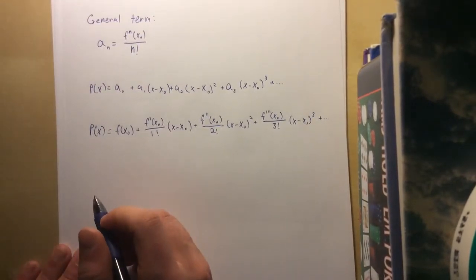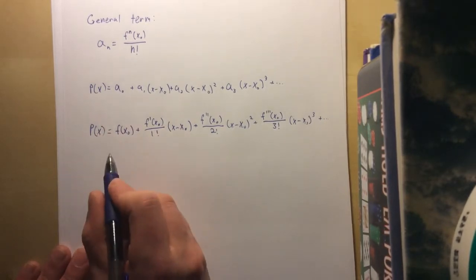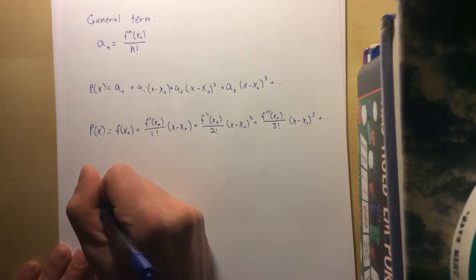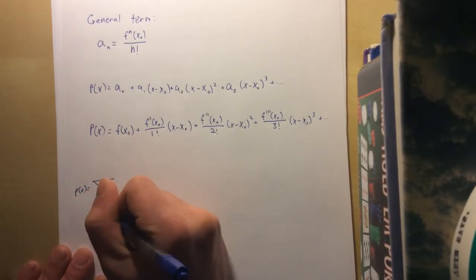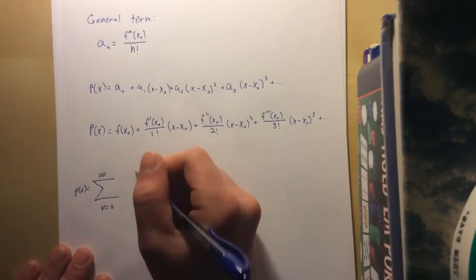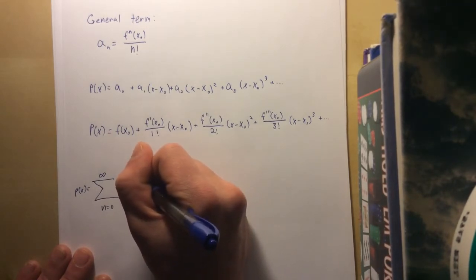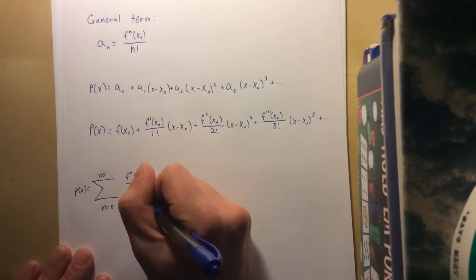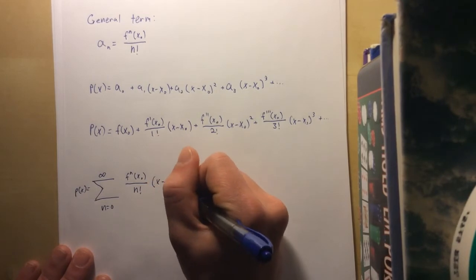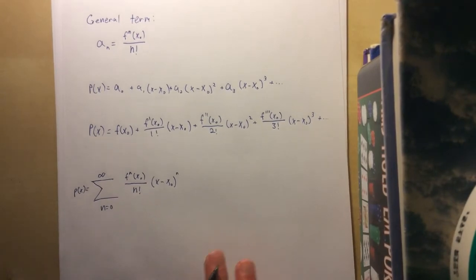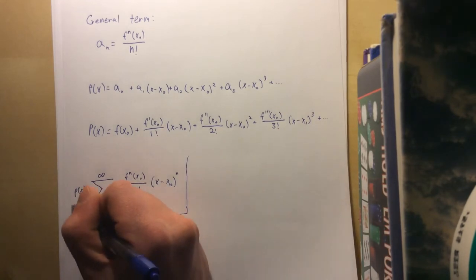Let's rewrite this in series notation, just to practice that. So p of x is equal to the sum from n equals 0 to infinity of just this general term, because those are our constants. The nth derivative of f at x naught over n factorial times (x minus x naught) to the n. And that's how you do a Taylor polynomial. In the next videos, we'll go over some examples of how to do them for some functions.